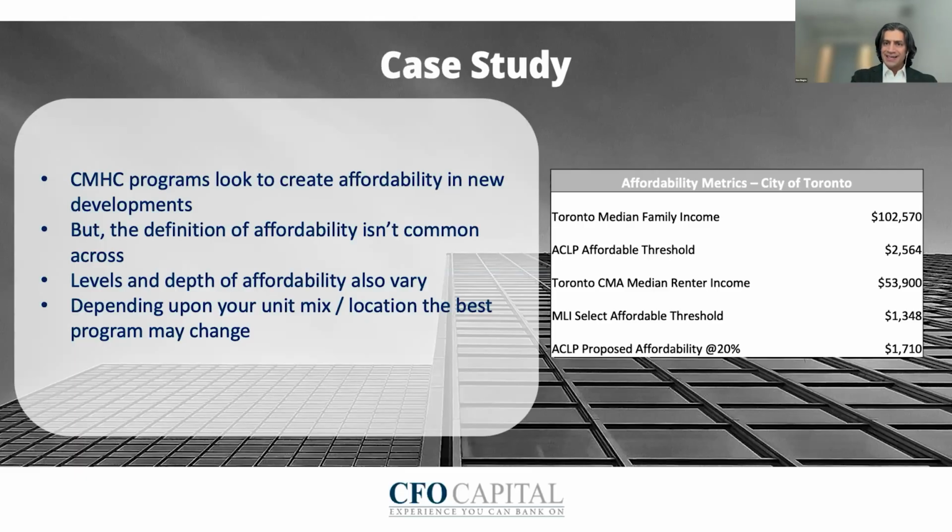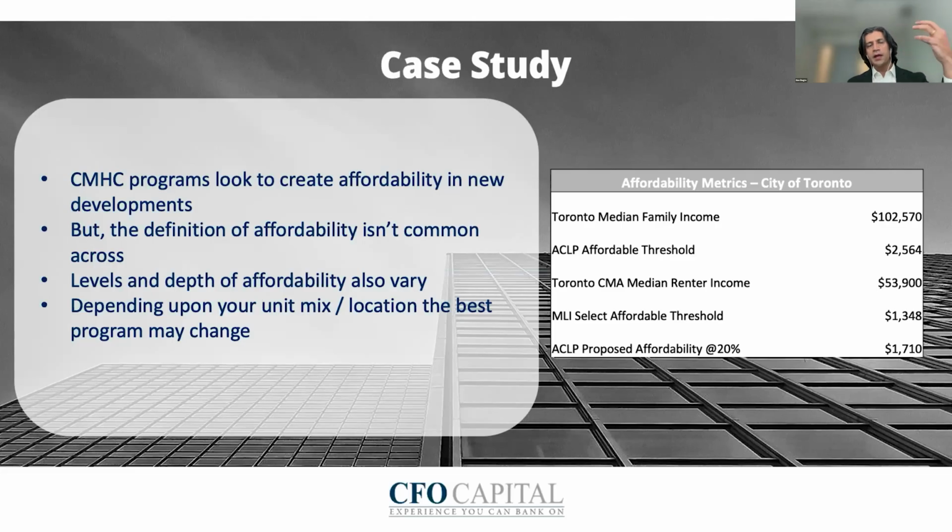When we talk about affordability, there isn't a singular definition. To make matters more complicated, there isn't a single definition for affordability. So the affordability definition in the ACLP program is quite different from the affordability definition in the MLI program. The affordability in ACLP says we're looking at the median household income. MLI says median renter income. Okay, we've given an example of the city of Toronto. The case study that'll follow is from a file that we have done for a project in the city of Toronto, and that's what we presented.